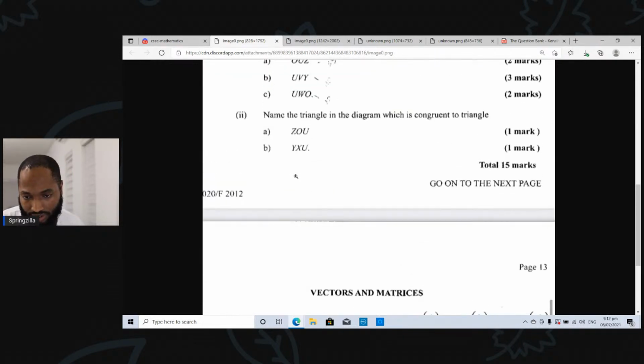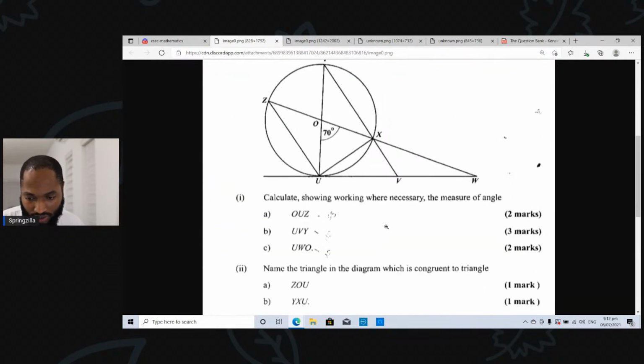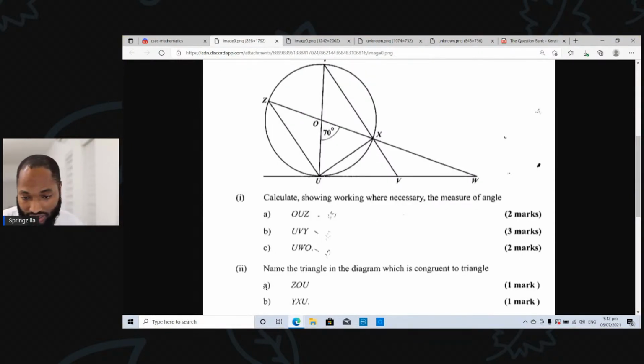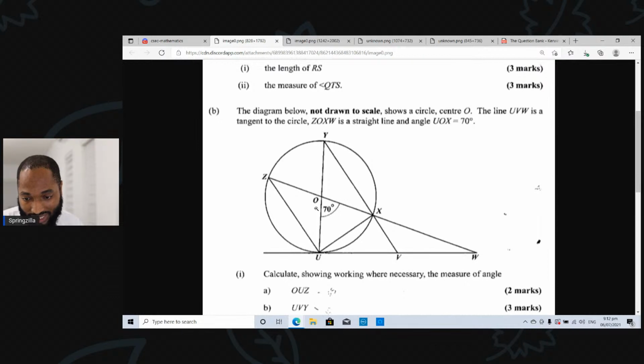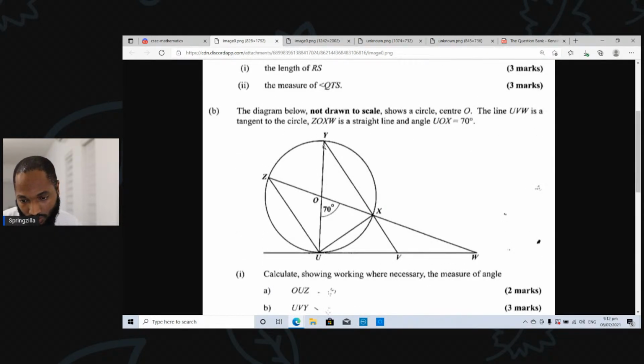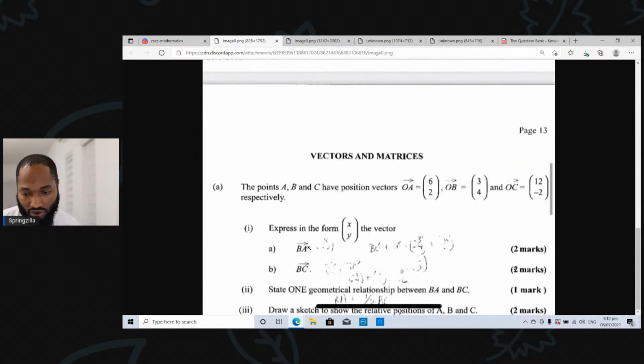Nicely done. Name the triangle in the diagram which is congruent to triangle ZOU. Congruent means it must be the exact same thing, same angles, same size. So the triangle exactly like ZOU is XOY. And YXU, congruent to that will be ZXU. So that's a little free marks there. If your screen is blurry, you need to change the settings on your own device.